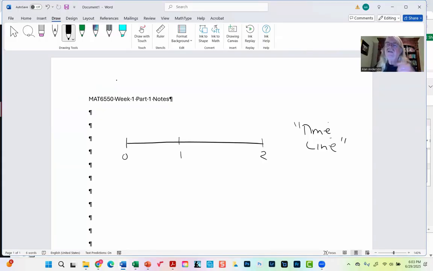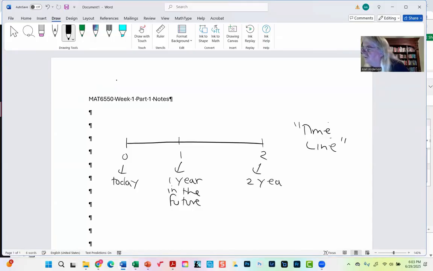Those numbers represent time, meaning that this is today. This is 1 year in the future. And this is 2 years in the future. And these don't have to be years. They could be months or days, whatever the case may be. So on the top of the line, we'll have cash flows. Now, the important detail here is that cash flows that are coming into our pockets are shown as a positive number. The ones that are going out of our pockets are shown as a negative number.